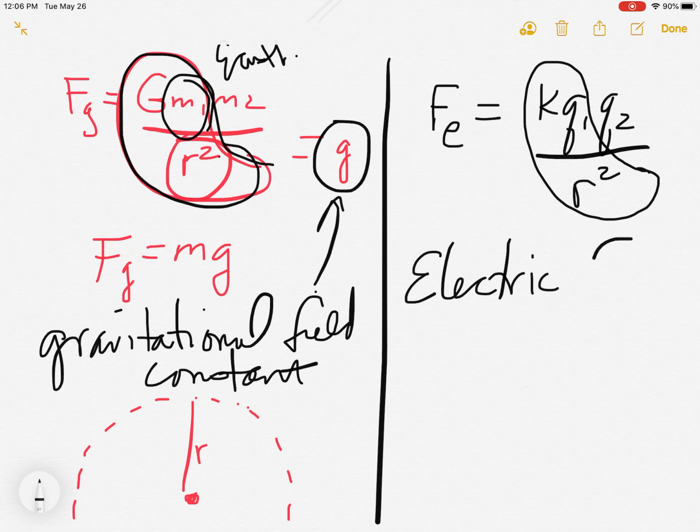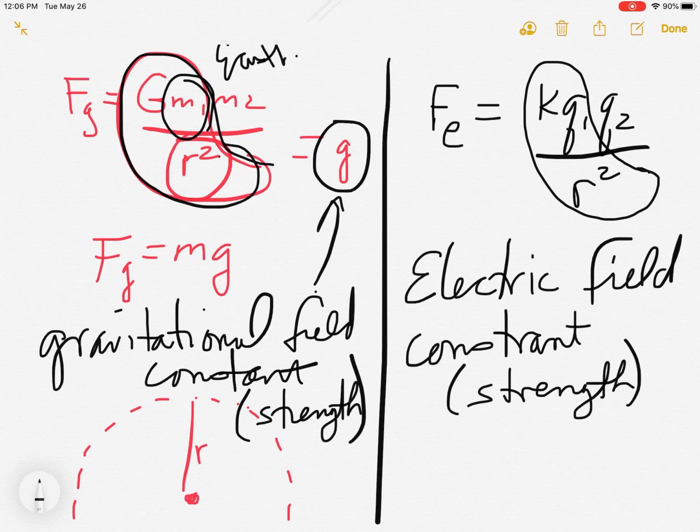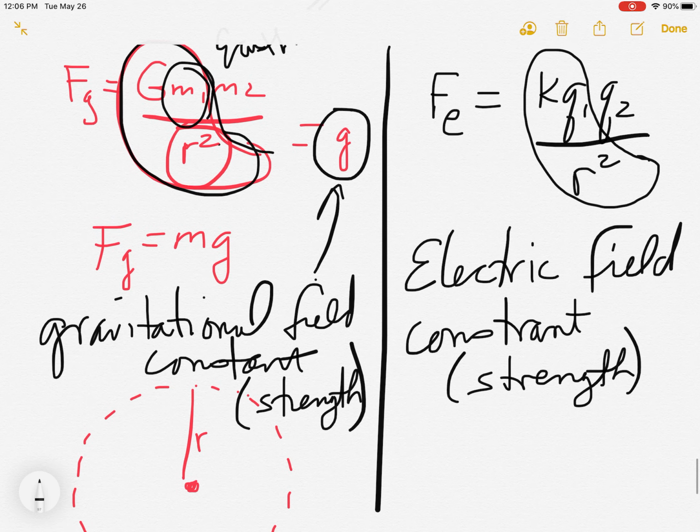We can get what's called the electric field constant. Or sometimes we use the word strength, the electric field strength. And over here, this could be the gravitational field strength. That's a word we often use instead of constant. And what would it be? Well, we'll have to call it something.